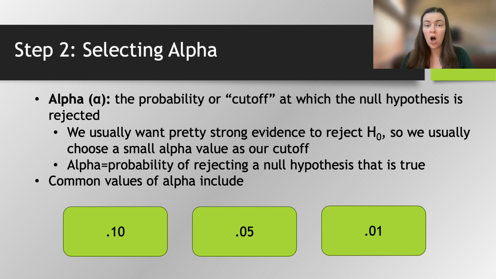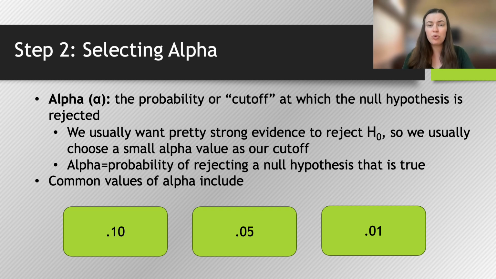The second component to step 2 is selecting our alpha cutoff. This information will always be given to you within the context of a problem or an example, but I want to make sure that you understand what alpha functions as within the broader context of hypothesis testing. So as a brief reminder, alpha is the probability or cutoff at which the null hypothesis is rejected. Essentially, alpha is serving as our barrier between the danger zones on either end of our distribution.